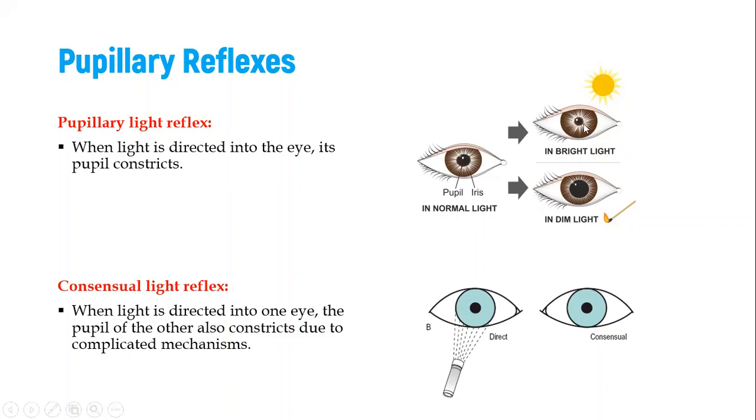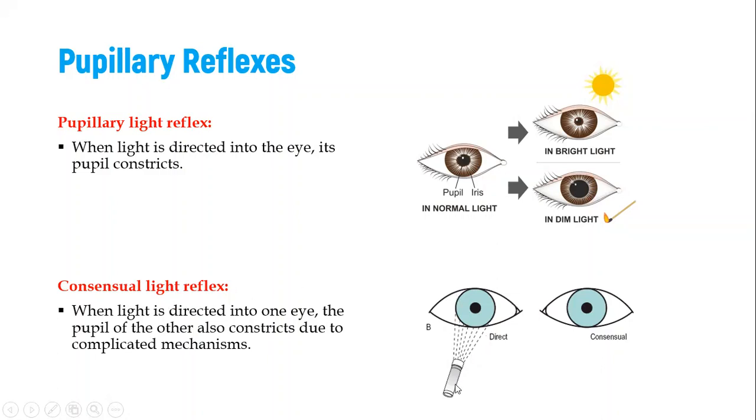In bright light, the pupil will become smaller and smaller. It will constrict, what we call miosis. But in dim light, the pupil will become bigger, and the purpose of that is to get as much light inside the eye as possible. That would be a dilatation of the pupil. We call that mydriasis.